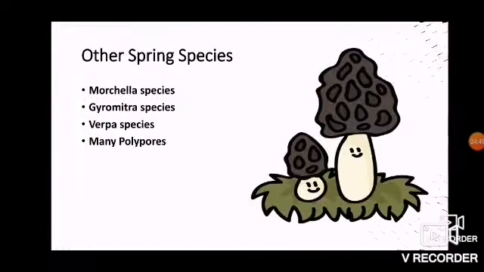So, here are some other spring species that are more commonly picked. That's the Morchella or morels species, the Gyromitra species, the Verpa species. Those Gyromitra and Verpa species would be found in the False Morels of Saskatchewan presentation. And then many of the polypores first occur during spring, and that is when they are often the most edible because they're still kind of tender.